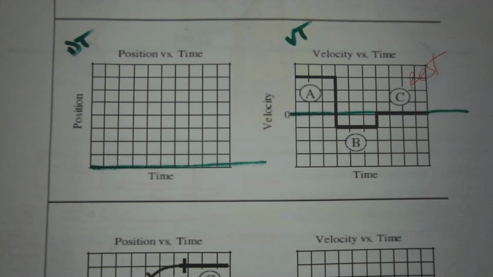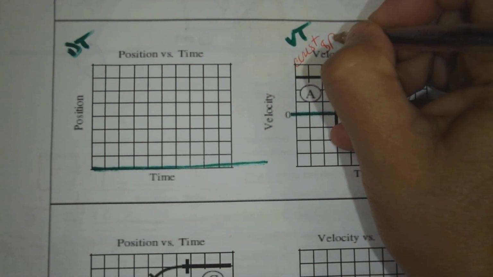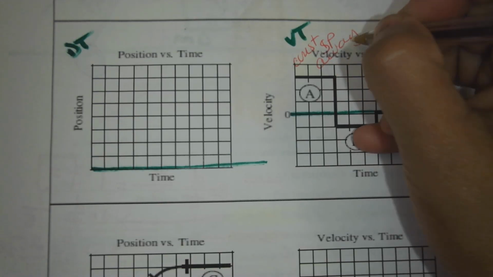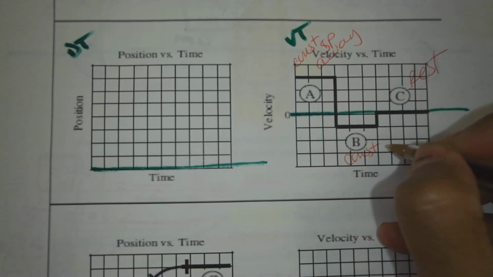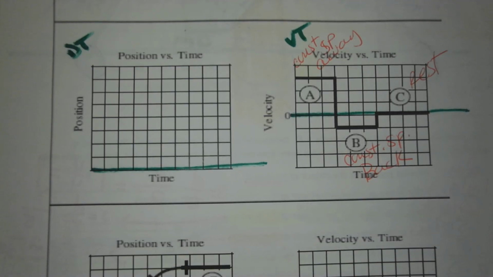And where do you put rest over there? I don't care, just as long as it's a flat horizontal line. Okay, wait a minute. Line A is above, line B is below. Away, above, back, below. So this is constant speed away. This is constant speed back towards the origin.